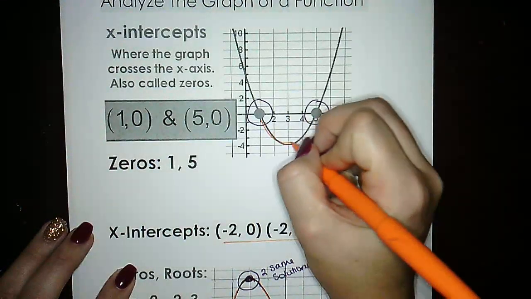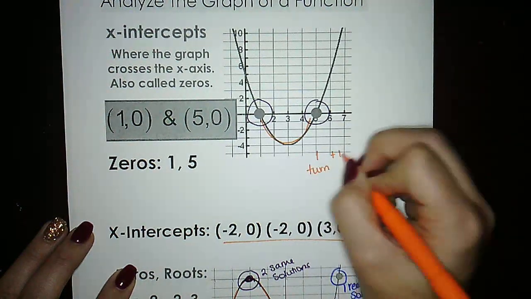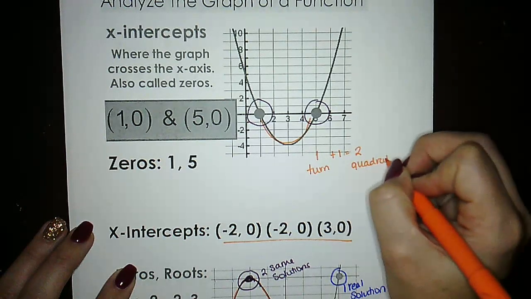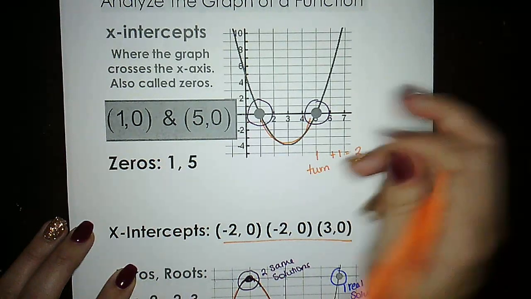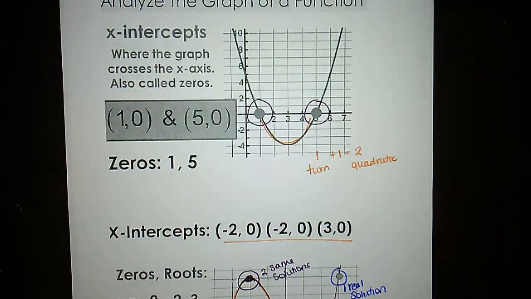I can look at the same thing with a quadratic. It has 1 turn, so I do 1 turn plus 1, giving me 2, making this a quadratic function, and meaning I'm going to have 2 solutions, which is what we have here. So the number of turns will let you know how many solutions you have. So you take the number of turns, add 1, that gives you the number of solutions.